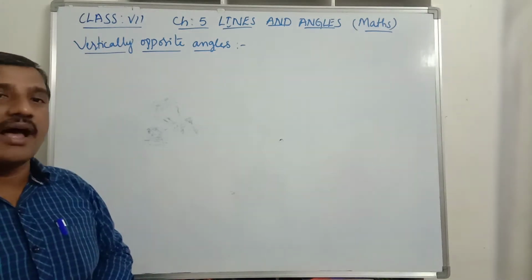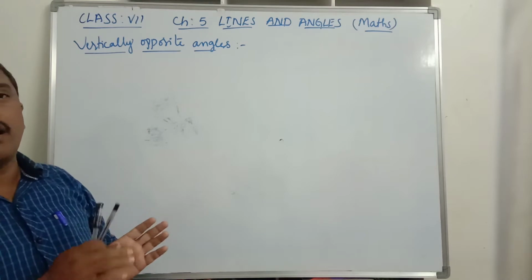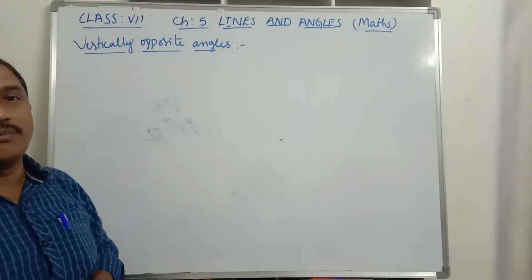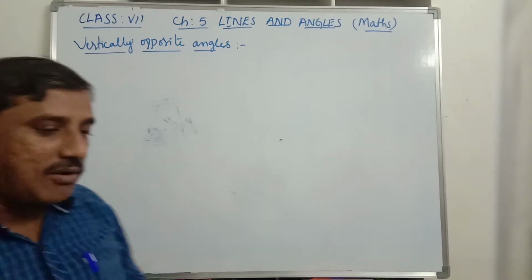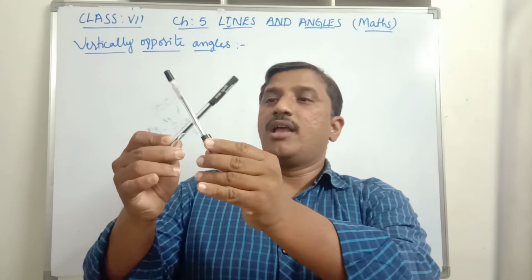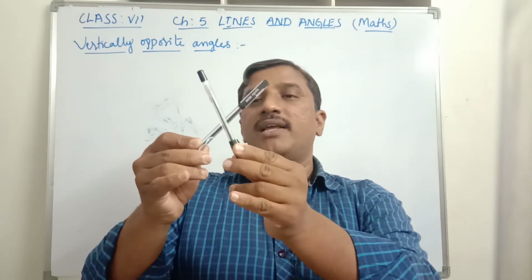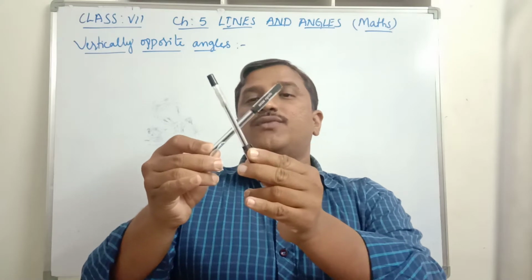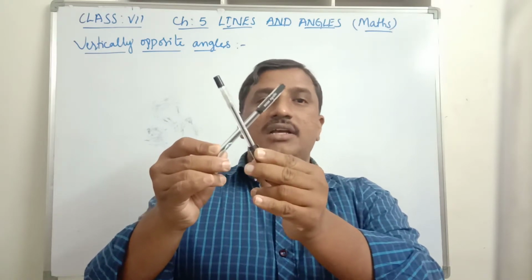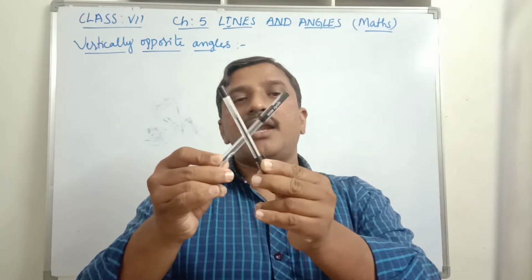Vertically opposite angles. See, the word opposite means angles are there opposite to each other. Such type of angles are known as vertically opposite angles. For example, you take two pens and you keep them like this. You see here the four angles are formed by the two pens. Those four angles have two pairs of opposite angles, and the two pairs of opposite angles are known as vertically opposite angles.